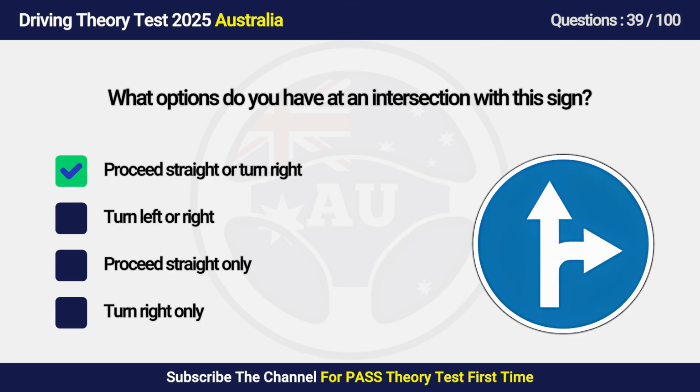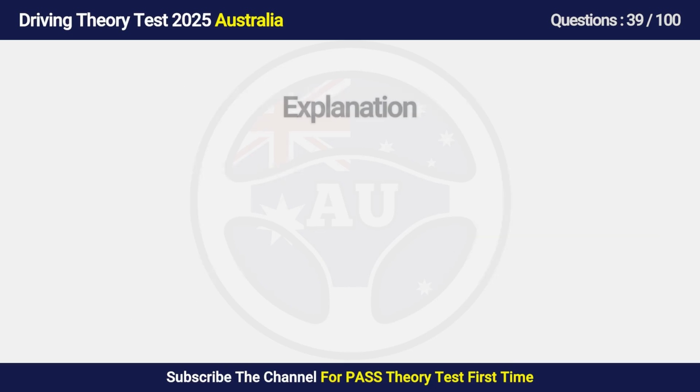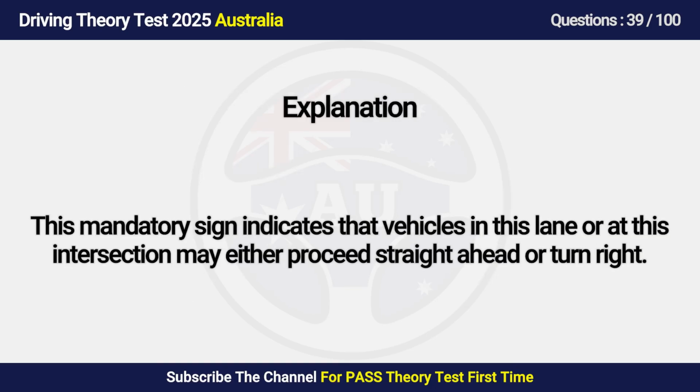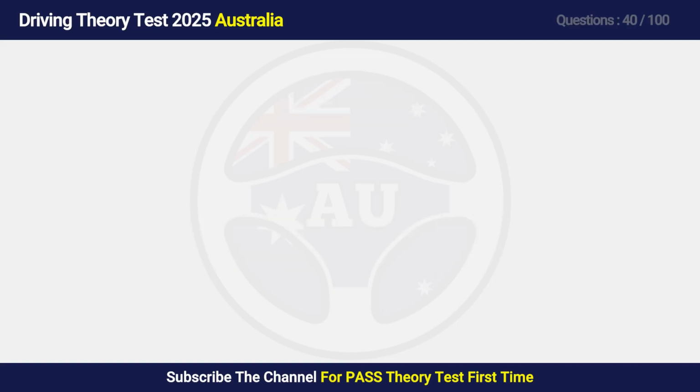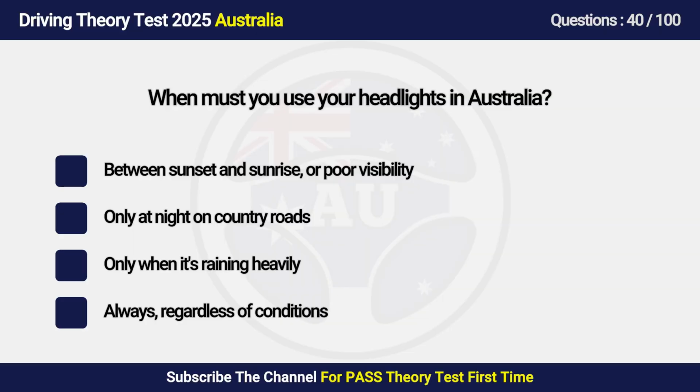Answer is A. Proceed straight or turn right. This mandatory sign indicates that vehicles in this lane, or at this intersection, may either proceed straight ahead or turn right. Question 40. When must you use your headlights in Australia?